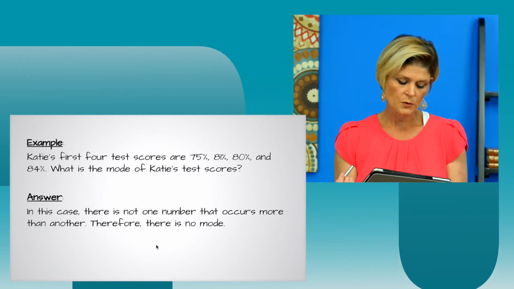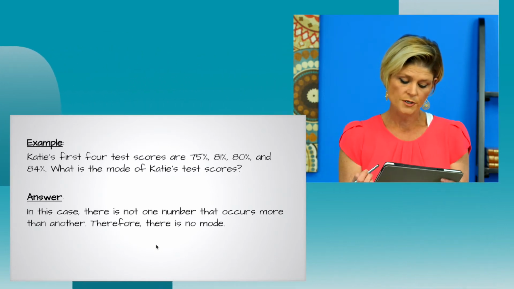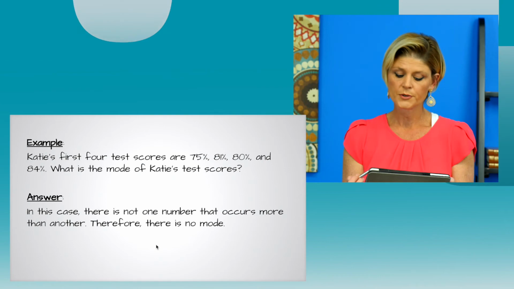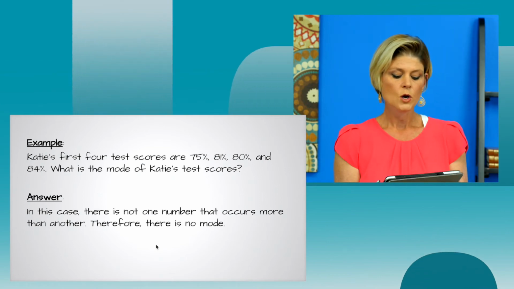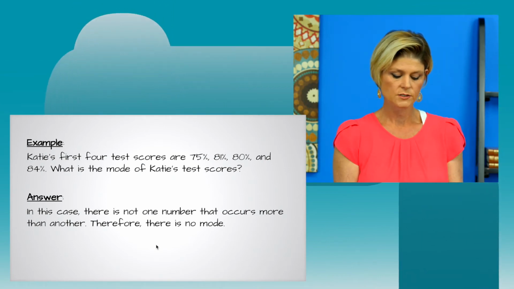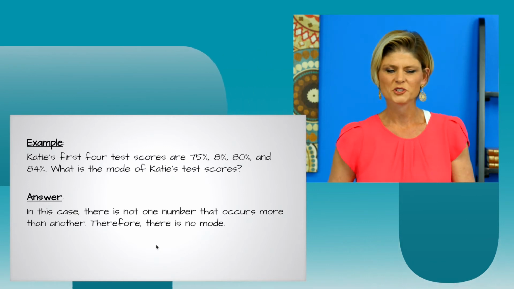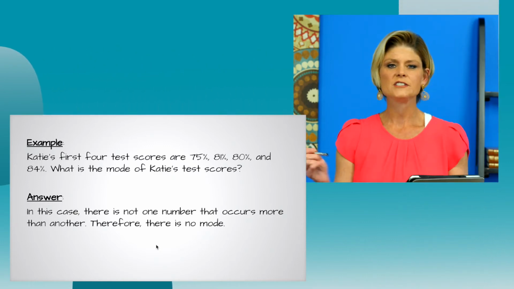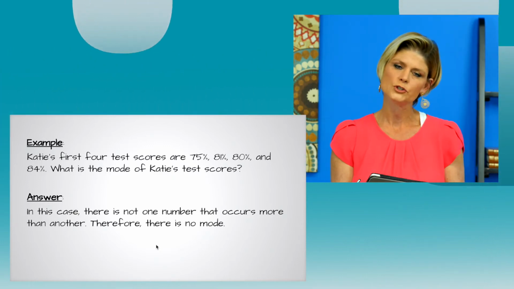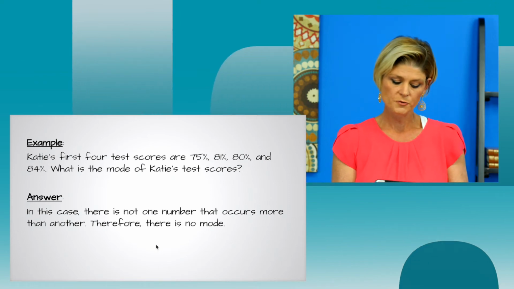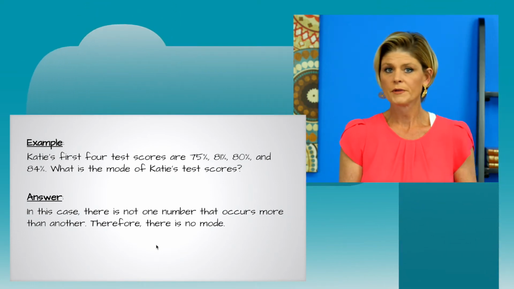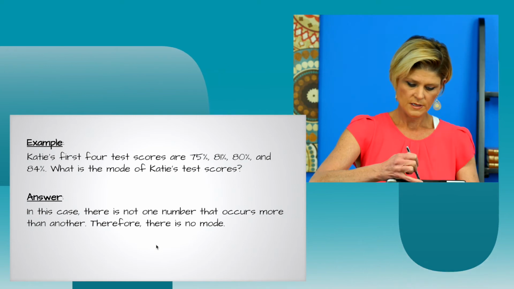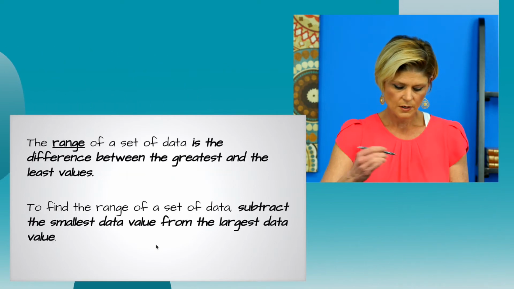Here's an example. When Katie's first 4 test scores are 75%, 81%, 80%, and 84%, what is the mode of Katie's test scores? Aha, this is a trick question. There is no mode. There's no number that occurs more than once. So it's okay to say there is no mode. And that may happen sometimes.